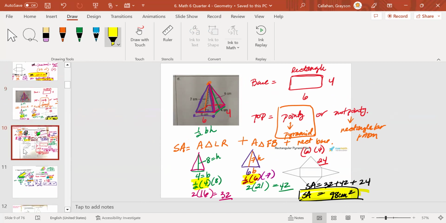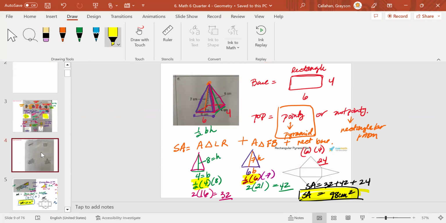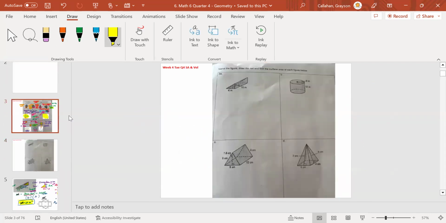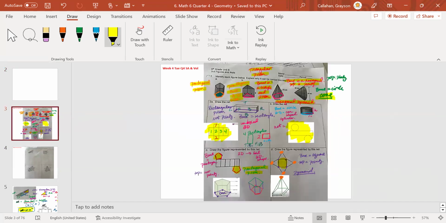Okay, and then I think that was it. That was the last one? No, D? Yeah, is that it? Yeah, that was it. Okay, so that concludes everything. This is part 2 of week 4, Tuesday, Q4, and that's all we need to do.